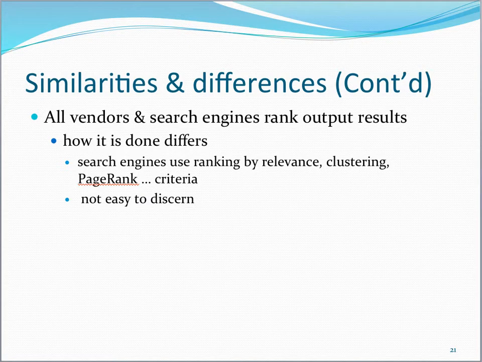All vendors and search engines rank output results. Of course, this is different. They have their own algorithms that we don't know, but search engines use ranking by relevance, clustering, page rank. These are some of the criteria that they use, and this is an algorithm. Again, it's a mathematical formula that they use to display the search engine results.